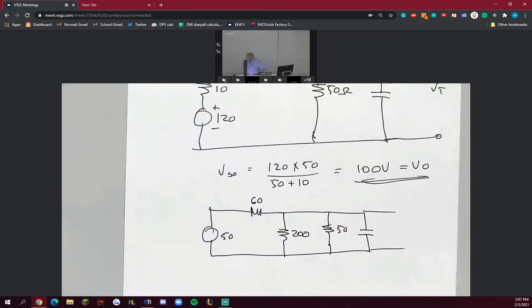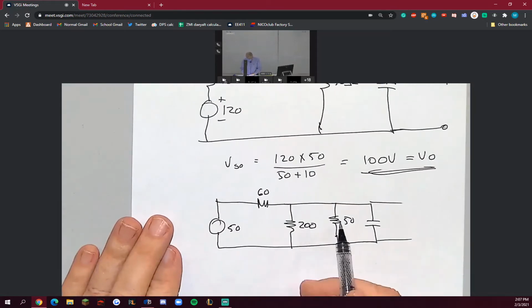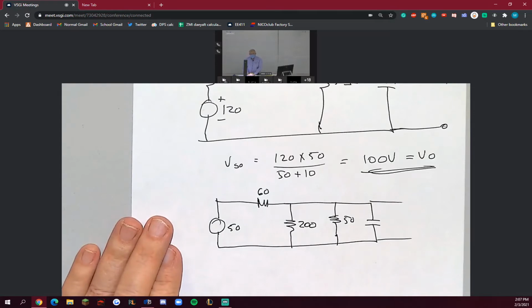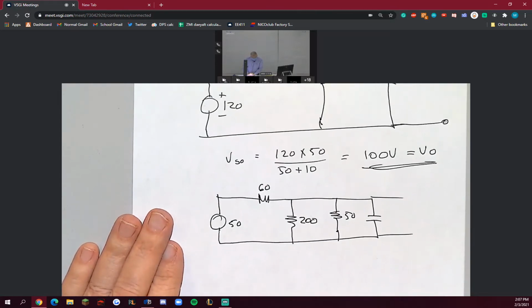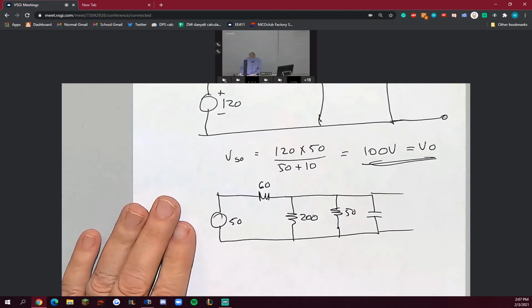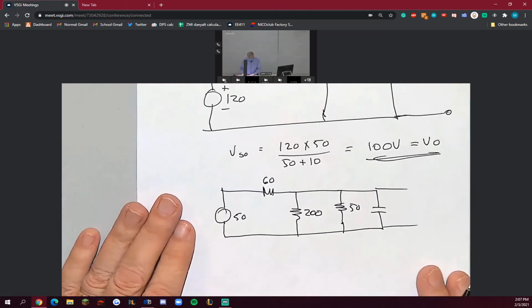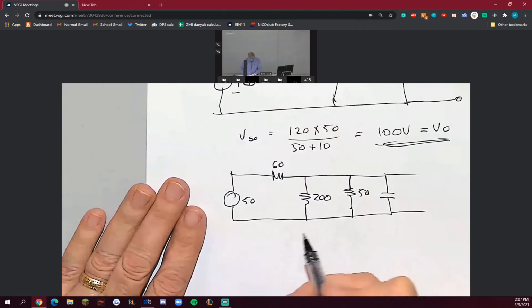Okay, so what have we got here? Well, to begin with, the 200 and the 50 are in parallel. So we could replace those with something that's 200 times 50 over 200 plus 50. So that would be 40 ohms. So we've simplified it already.